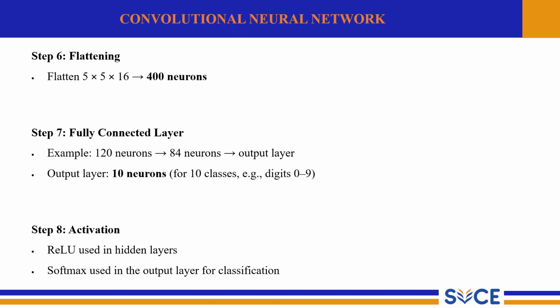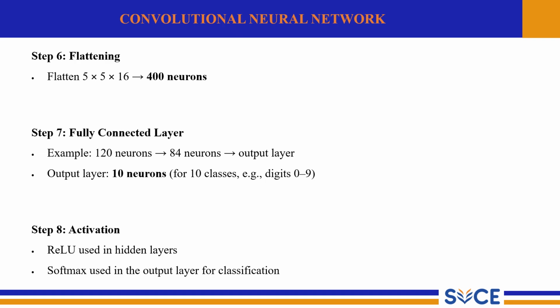Step 6. Flattening. After the last pooling layer, our feature map has the shape 5 by 5 by 16. To feed it into a fully connected layer, we flatten the feature map into a single 1D vector. Flattening converts 5 by 5 by 16 into 400 values, that is 400 neurons. Each neuron now represents one feature extracted by the convolution and pooling layers.